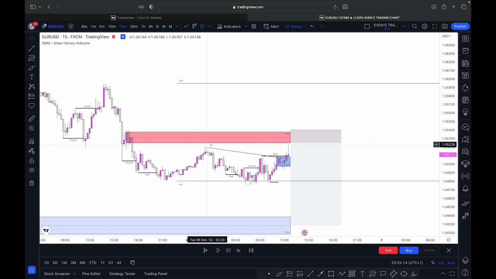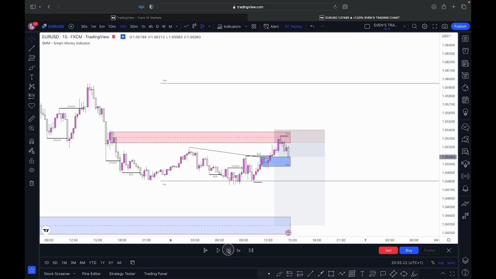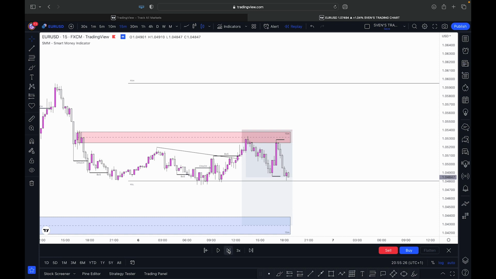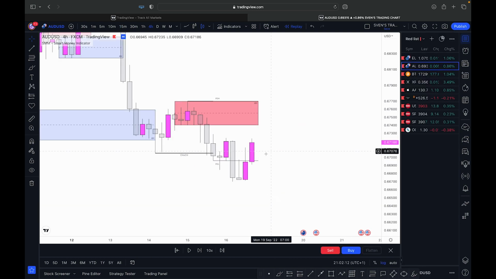So you just form a trend line. Above this area, there's liquidity that needs to be taken out first. And here we can see that happening. Then we see price move further down again. So this is the whole idea behind the trend line liquidity.